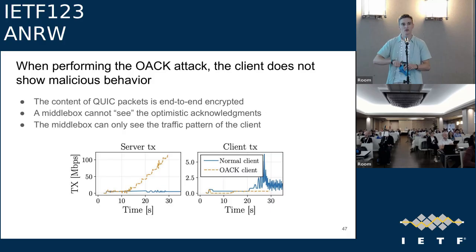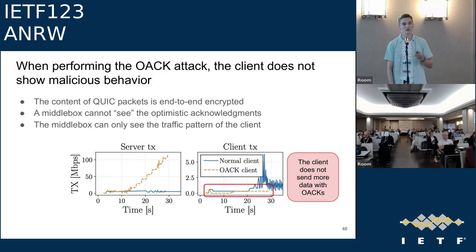What is also interesting with this attack in Quick is that the contents of Quick packets are end-to-end encrypted. So the only person that is capable of reading the acknowledgements is the server. A middle box cannot decrypt the packet and see the acknowledgements to say, oh, you are performing the attack. So the only thing a middle box could do is analyze the traffic pattern of the client. So we decided to measure the throughput that the client is sending to the server. And what we saw on the right is that a client does not send more data to the server when it's performing the attack. So the middle box cannot just say, oh, you are doing the attack, I will block you from the server.